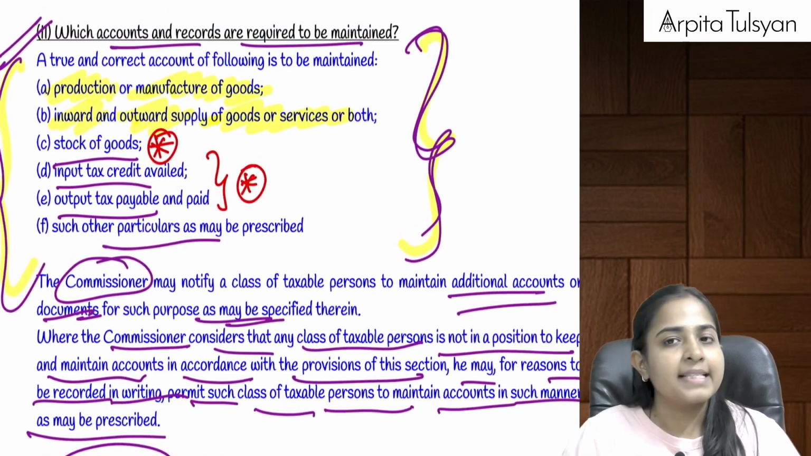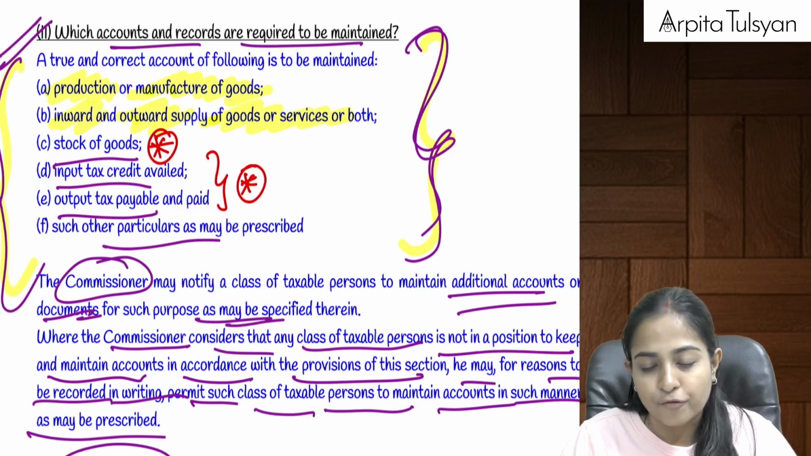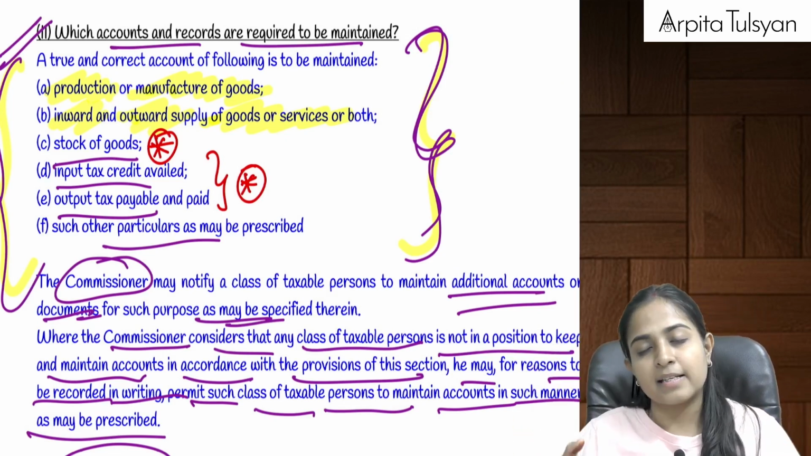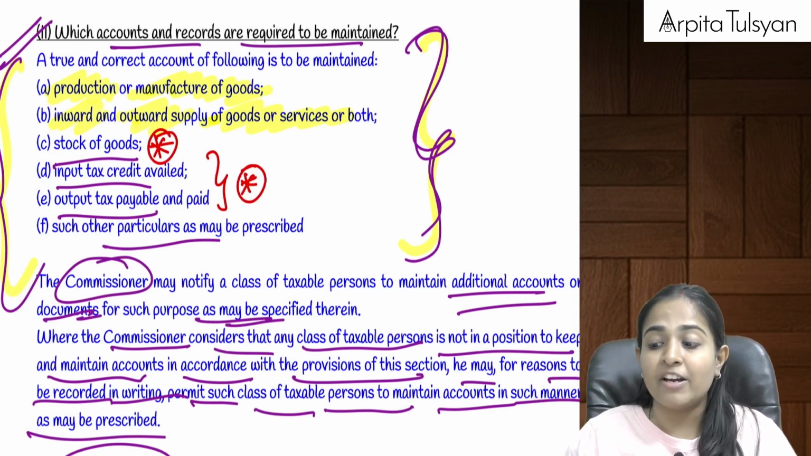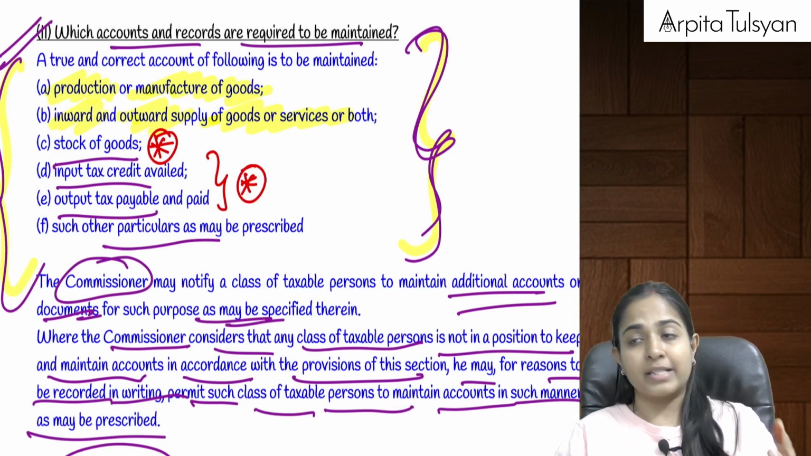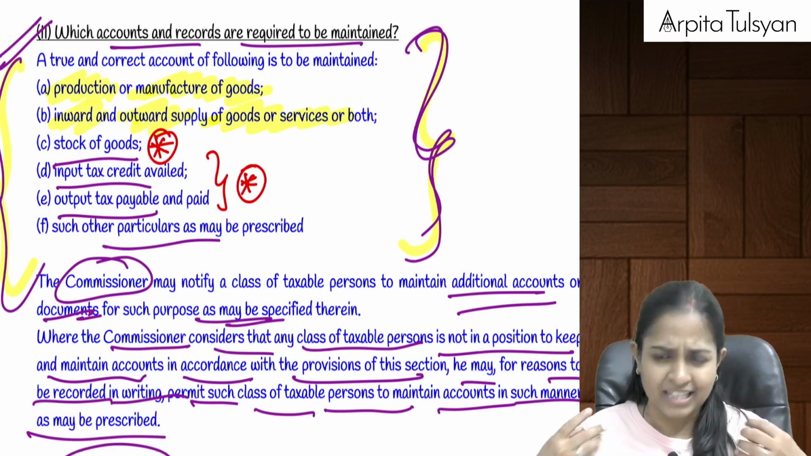Now, what all things are we required to maintain? Definitely we have to maintain the details about stock of goods. We have to maintain the details about taxes paid, input tax availed, and output tax payable. Then we have to maintain the details about the quantity of goods, production or manufacture of the goods, inward supply of goods and services, outward supply of goods and services, and such other details.